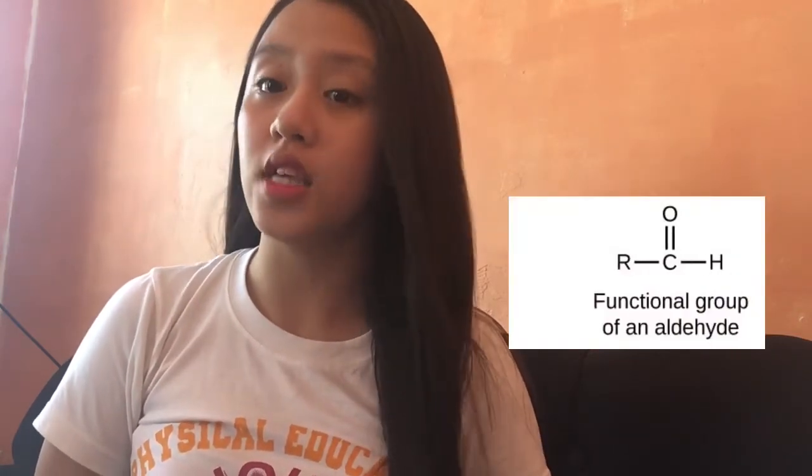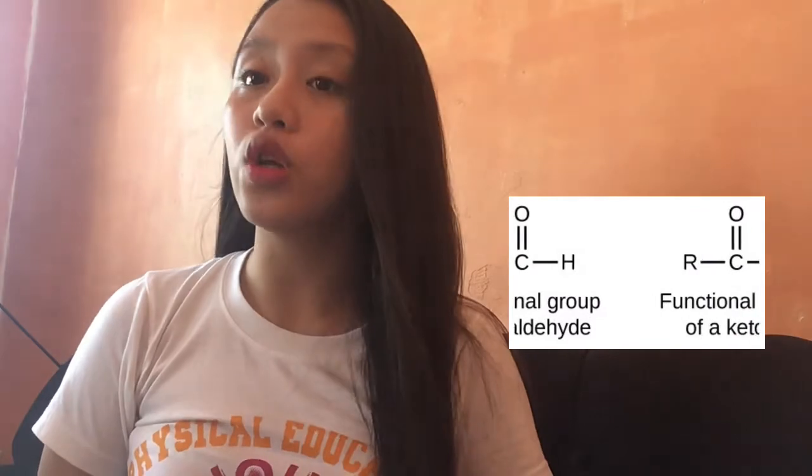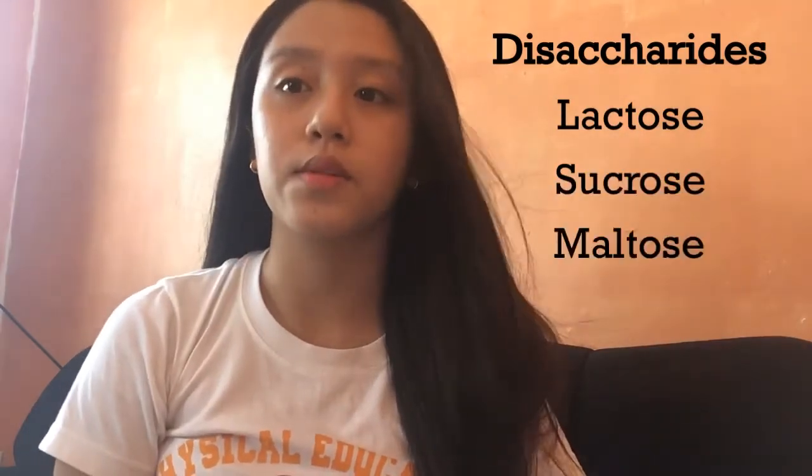If the sugar has an aldehyde group, which has a functional group with the structure of RCHO, it is known as an aldose. And if it has a ketone group with a functional group with the structure RCOR, it is known as a ketose. The second one is the disaccharides. The examples of disaccharides are the lactose, the sucrose, and the maltose.